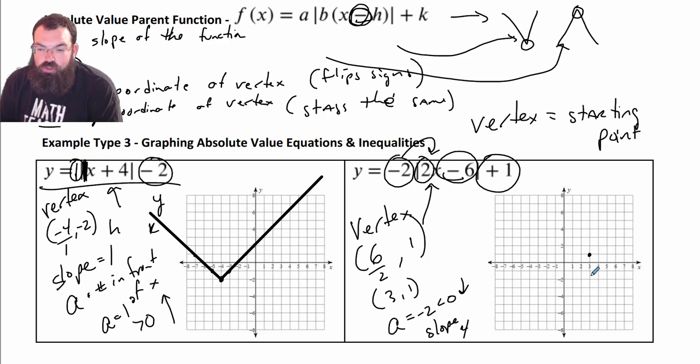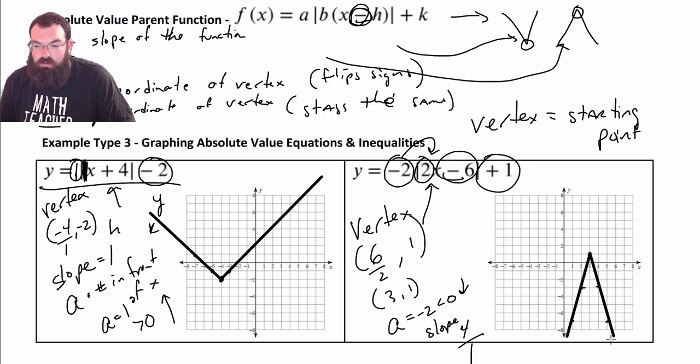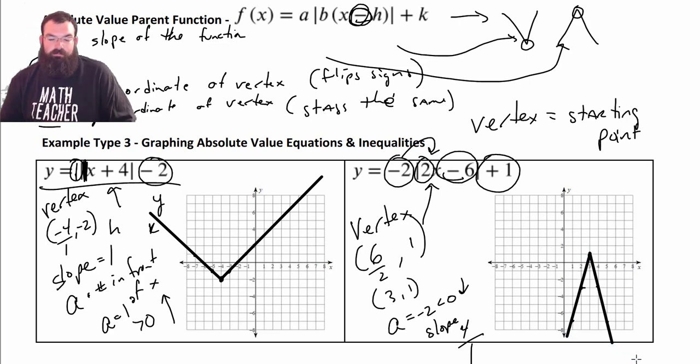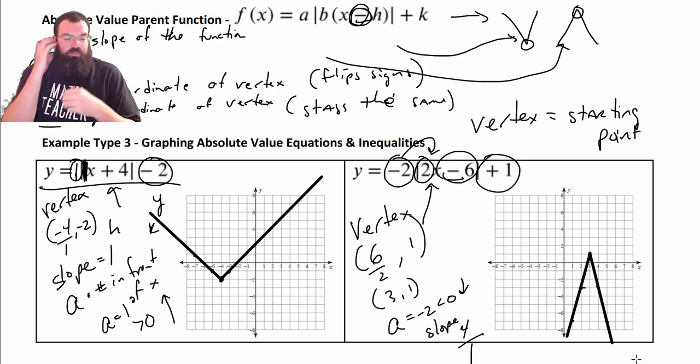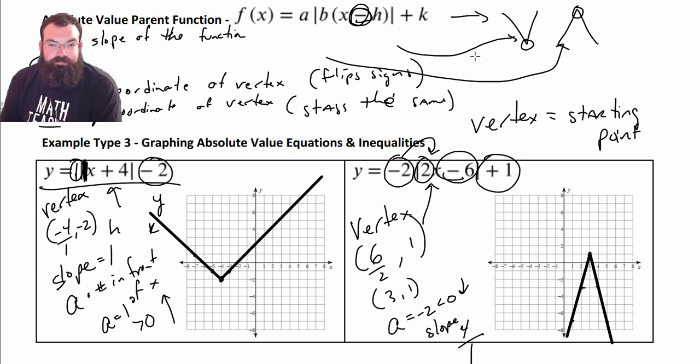So 1, 2, 3, 4 over 1. Right? Remember, slope is over 1. And then I got to go the opposite direction. So then 1, 2, 3, 4 over 1 and so on. Then I have my V there, an upside down V. Okay, pretty easy, not too difficult.